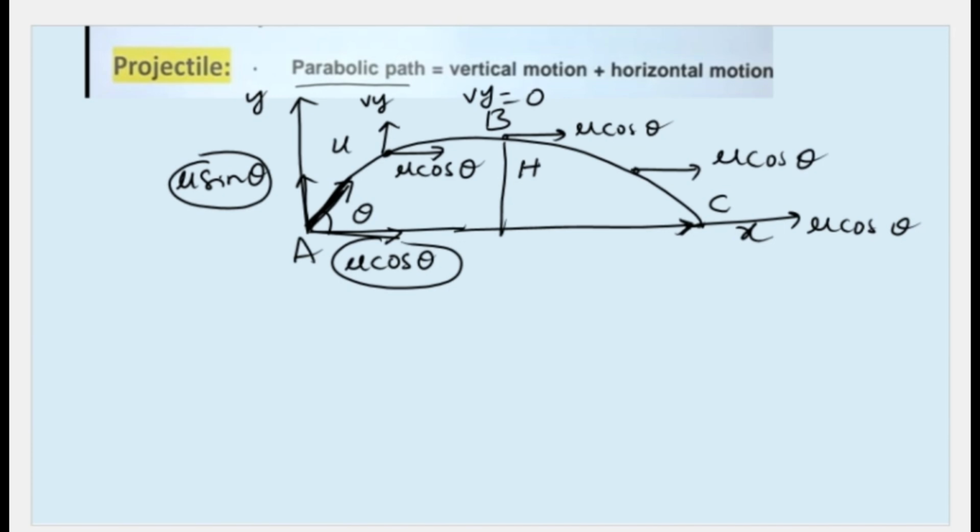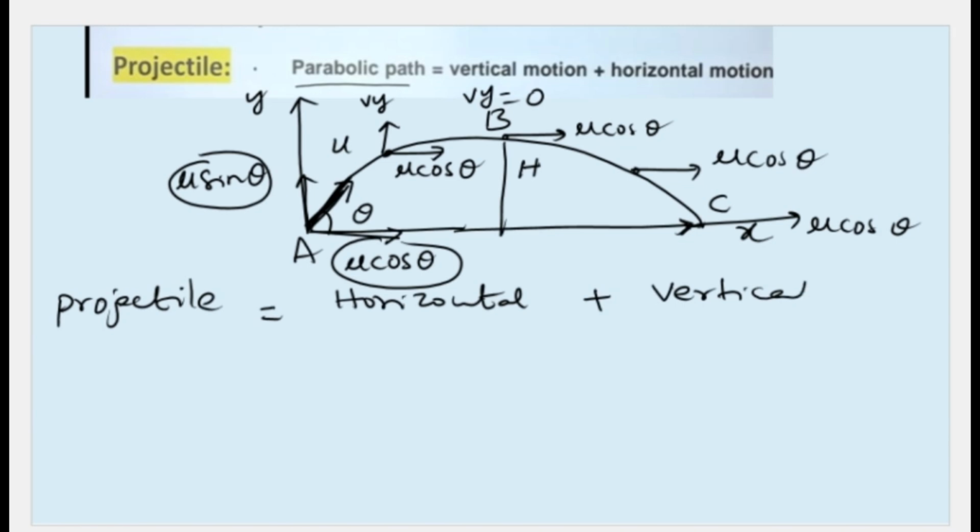So when the vertical component of velocity is 0, that height is the maximum height. So projectile motion is equal to horizontal motion plus vertical motion. Write that down: projectile motion is equal to horizontal motion plus vertical motion. Horizontal motion is motion along the x-axis, vertical motion is motion along the y-axis. So along the x-axis, the initial velocity is u cos theta.